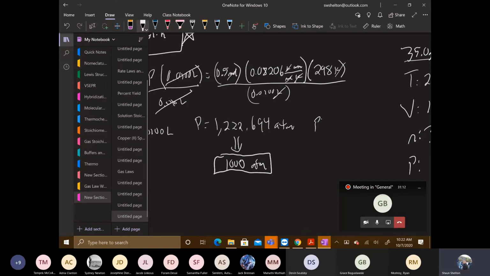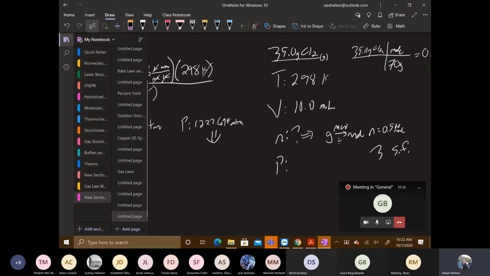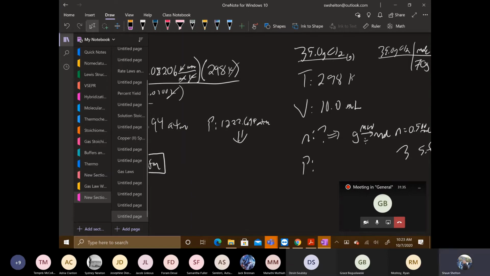So the pressure here was 1222.694 atmospheres. The difference in this answer compared to the other one is that this answer is actually going to be 3 significant figures. How would we go about getting the significant figures to be correct here? Well, there's not an easy way to do this. We could take the 1,200, and one way of doing this is just writing it as 1,220, so just rounding down to this. That number is 3 significant figures.